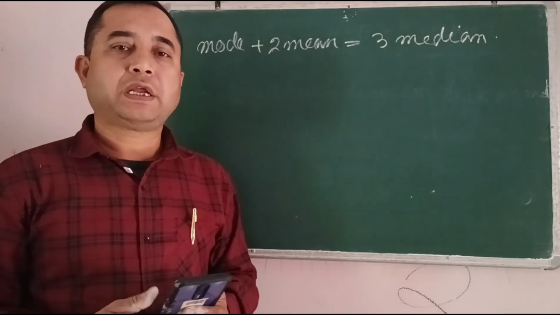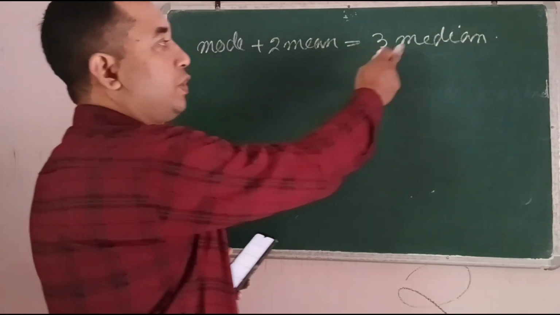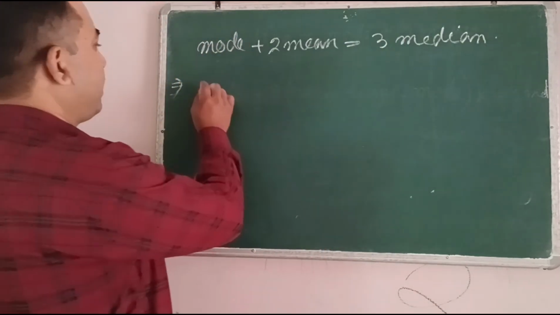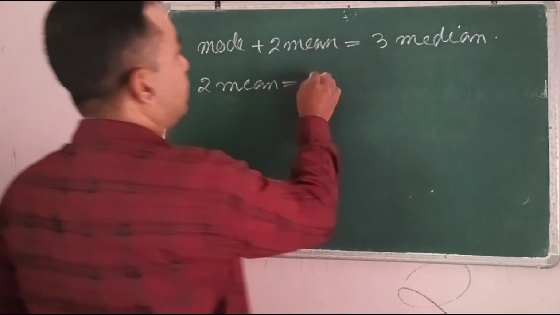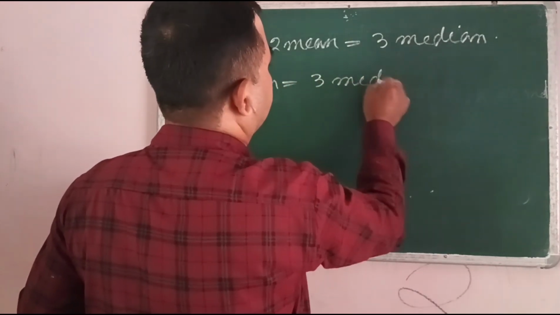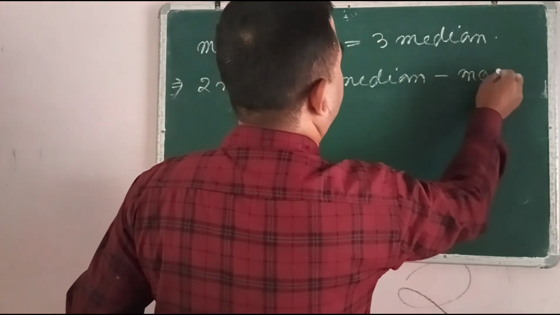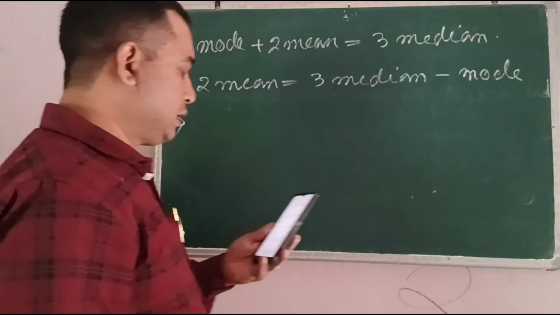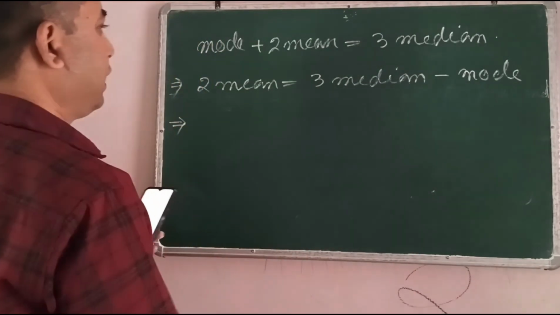So we have a relation among mean, median and mode: mode plus 2 mean is equal to 3 median. This is just a relation among mean, median and mode. Let us simplify first. So 2 mean is equal to 3 median minus mode, isn't it? So here it is given mean is equal to 3 median minus 2 mode into k.